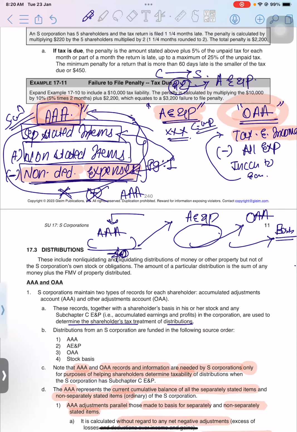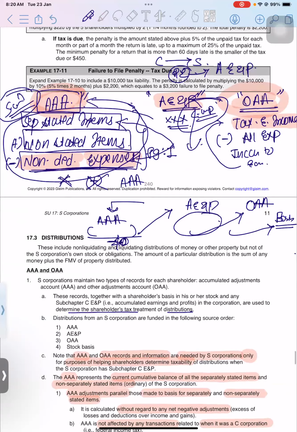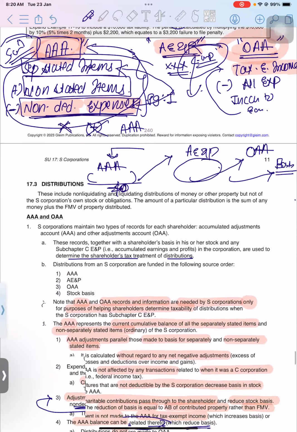Let's say previously, due to some reason, you got some income when it was a C Corp. Due to that, in the current year, when you're an S Corp, you receive some income or there is an expense related to it. It will get reduced from the accumulated E&P. Anything related to the C Corp will be reduced or added from accumulated E&P.